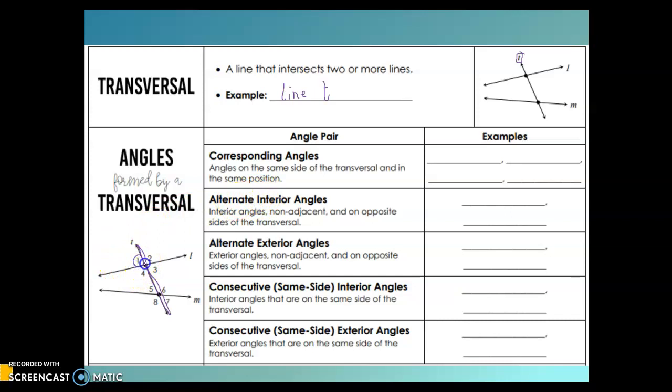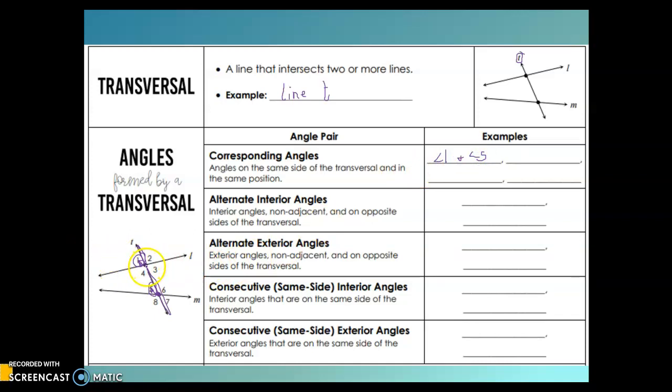So angle 1 is left of the transversal, and it is above or to the up and left of the point of intersection. I'll draw a little arrow like that. Well, if we go to the other intersected line right here, if we go left of the transversal and above the intersected line, so up and to the left, we see angle 5. So angle 1 and angle 5 is one example or one set of corresponding angles.